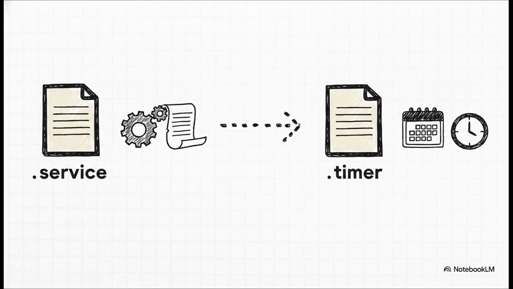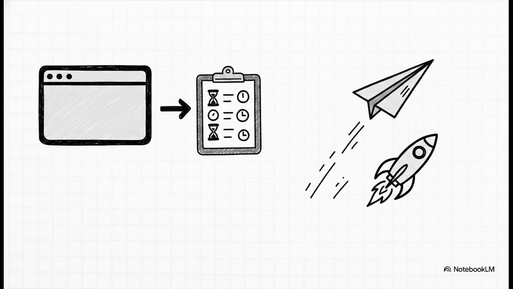Instead of just one line in a file, you usually create two files. You have a .service file that describes what you want to run, and a .timer file that describes when you want to run it. And let me tell you, this separation is a total game changer. It means you can test your script just by starting the service file without messing with the schedule at all. Debugging becomes way easier. And you manage all of this using the systemctl command you probably already know.